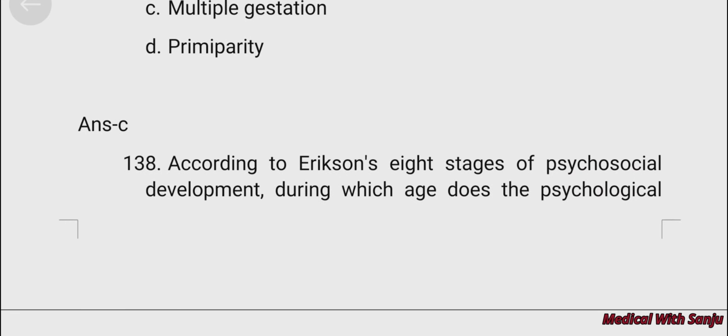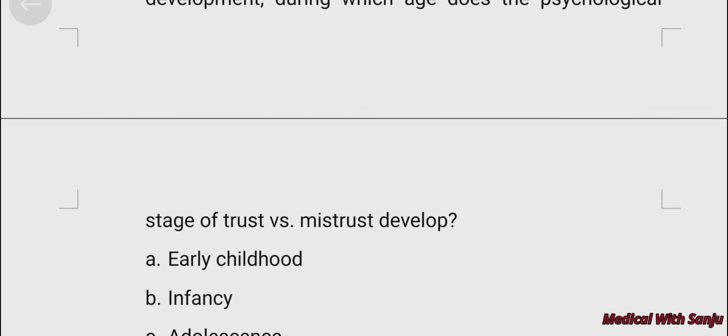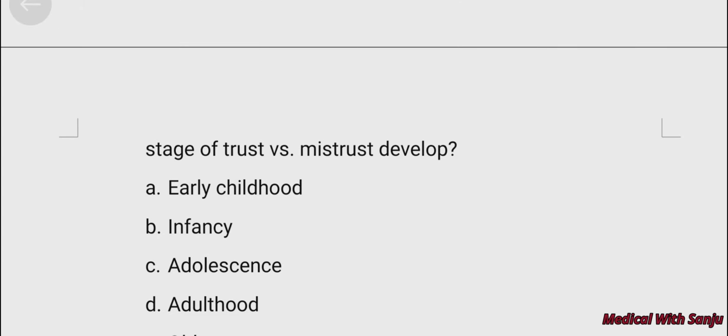Question 138. According to Erikson's eight stages of psychosocial development, during which age does the psychosocial stage of trust versus mistrust develop? Option A, early childhood; option B, infancy; option C, adolescence; and option D, adulthood.